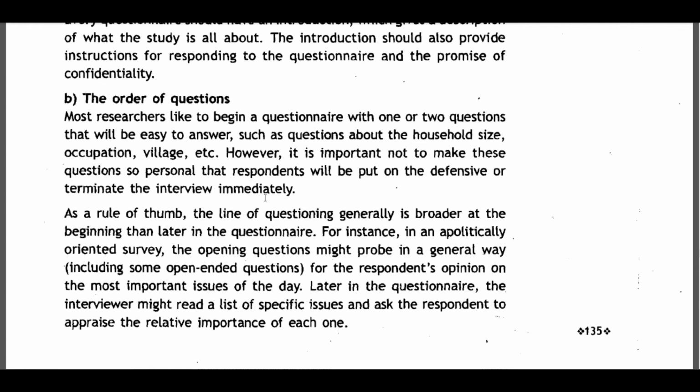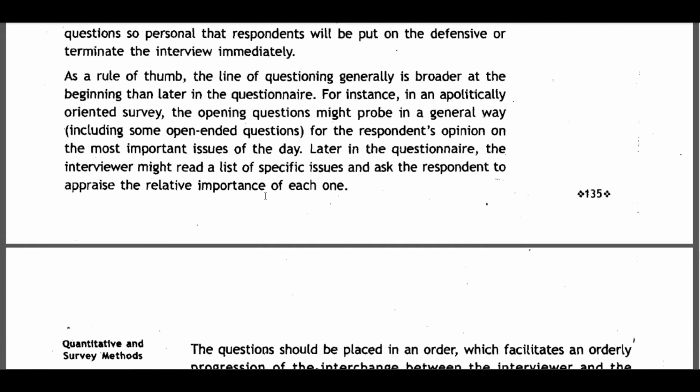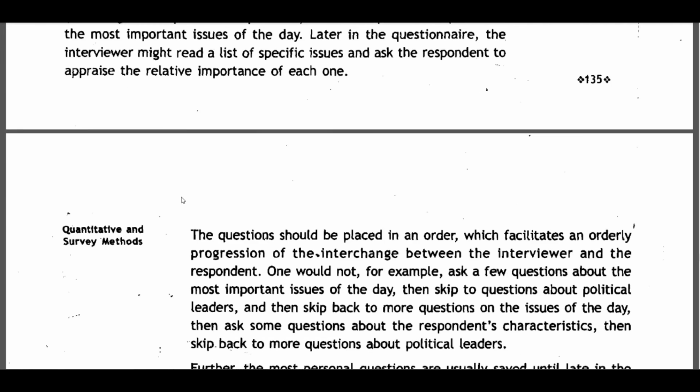However, it is important not to make these questions so personal that the respondent will be put on the defensive or terminate the interview immediately. As a rule of thumb, the line of questioning generally is broader at the beginning than later in the questionnaire. For instance, in a politically oriented survey, the opening questions might probe in a general way, including some open-ended questions, for the respondent's opinion on the most important issue of the day. Later in the questionnaire, the interviewer might read a list of specific issues and ask the respondent to appraise the relative importance of each one.